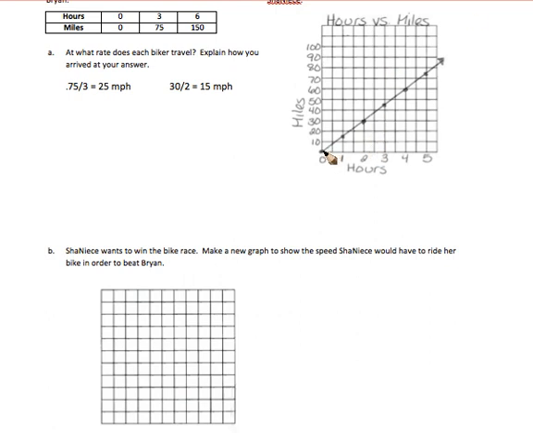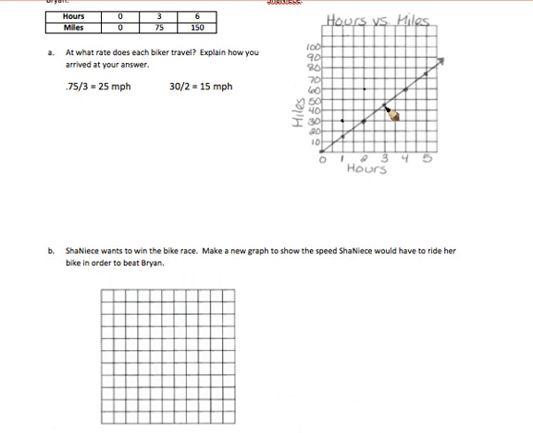So starting at 0, 0, we could perhaps say that Shanice maybe is 30 miles per hour, since she has to go faster than Brian. Brian's rate was 25 miles per hour, so let's try 30 miles per hour, which means that at the first hour, Shanice will need to have a point right here. At her second hour, if she is traveling 30 miles per hour, 2-hour point, she should be at 60. 30 times 2, 60.